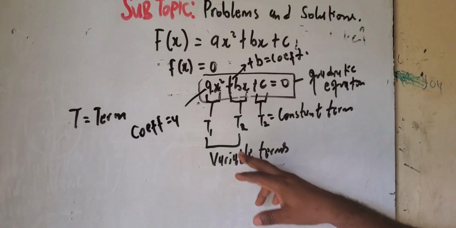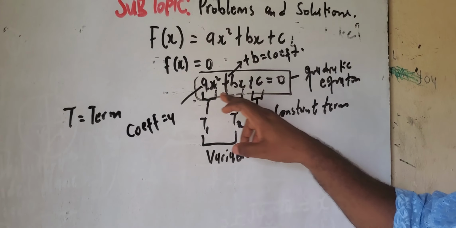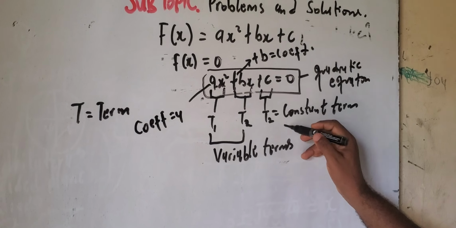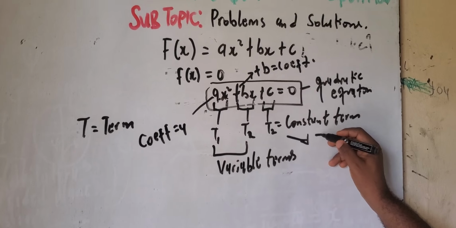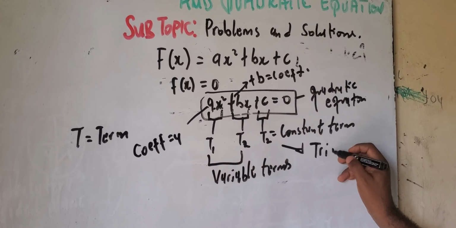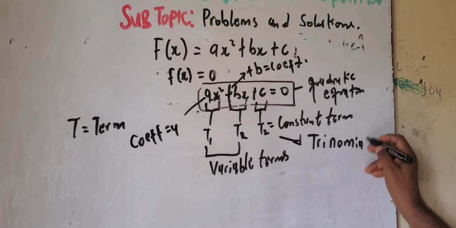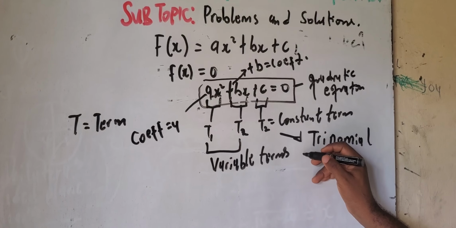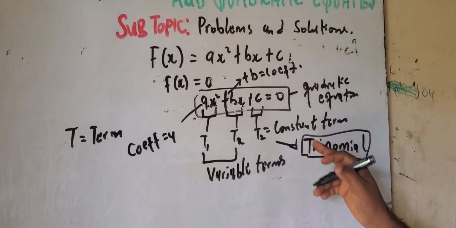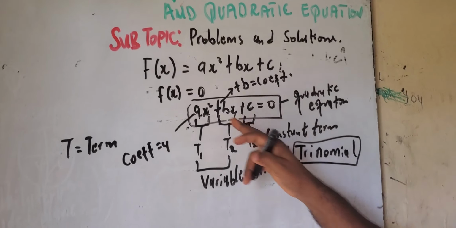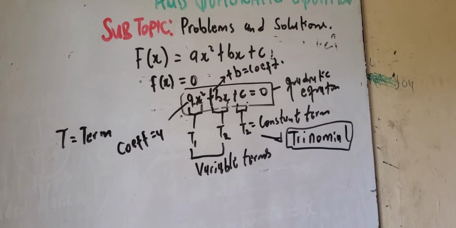And because we are having three terms being connected together, a quadratic equation or quadratic function can be called a trinomial. So quadratic function or quadratic equation is a trinomial, in the sense that it has three terms connected together.